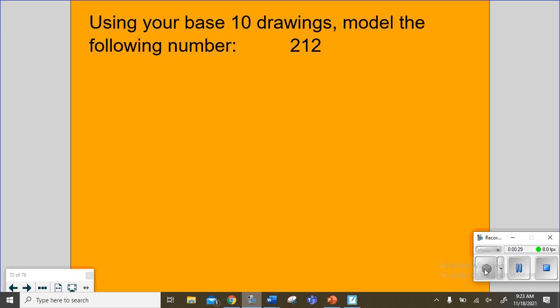Just a reminder, our hundreds flat, our tens rods, or you can make it just a stick, and then our bits. Just in case you needed a reminder on what any of those base 10 drawings would look like. Oh, you're going to draw it. Just give me a second, okay? When you've got it drawn in your notebook using those base 10 pieces, give me a secret thumb, please.